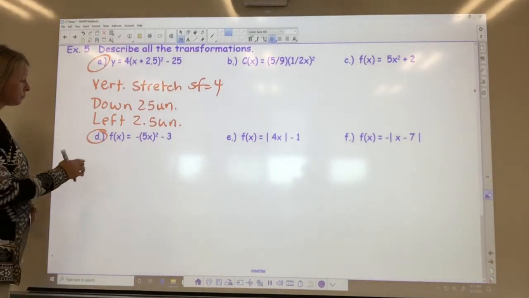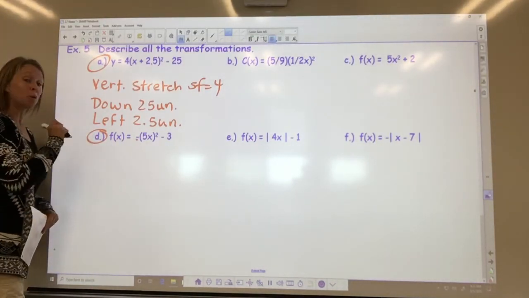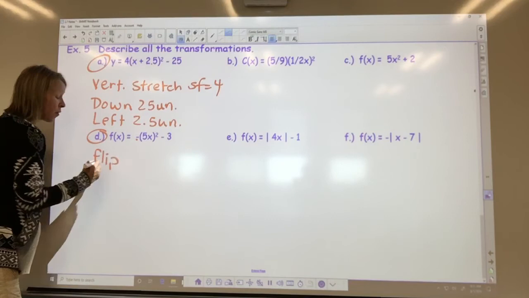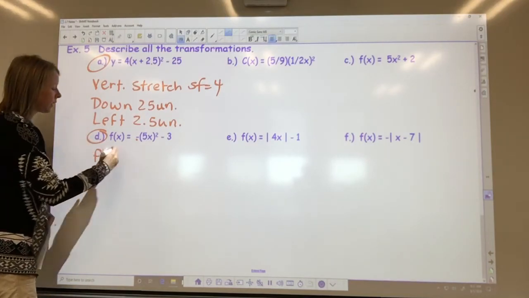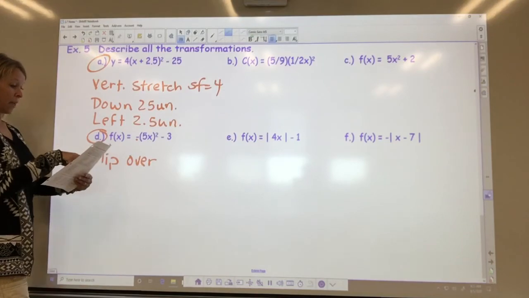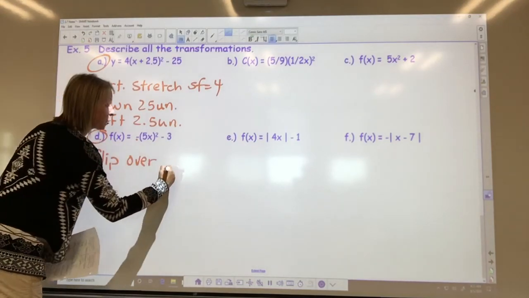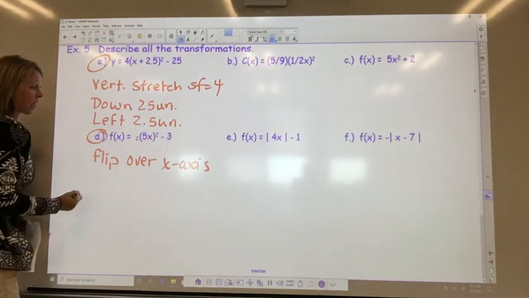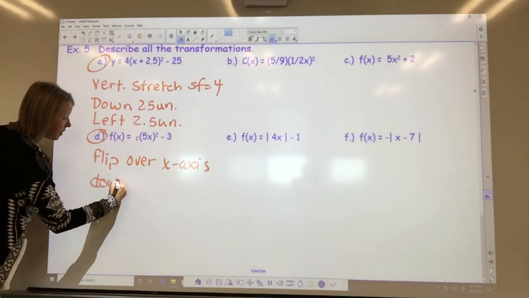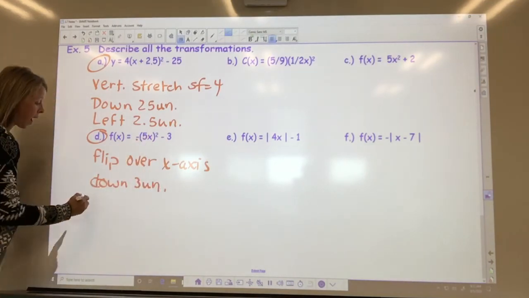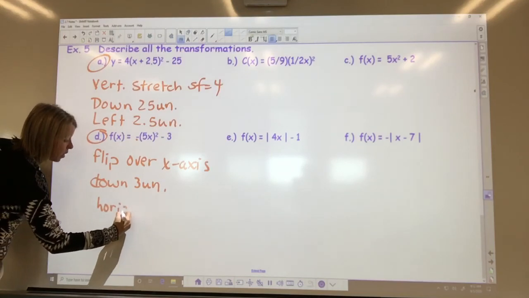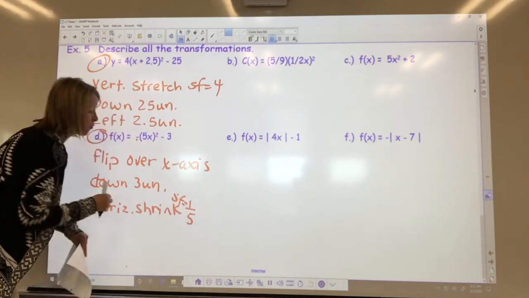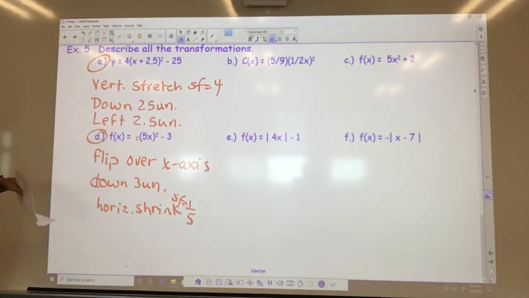Okay, down here, example D, see this little negative sign in front? That means we're multiplying on the outside by a -1. If you multiply on the outside by a -1, those are your reflections. Outside by -1, that's a flip. Remember, on the outside here, by -1, that's a flip across the x-axis. The other thing that's happening on the outside is that -3. That's going to be down 3 units. And then the 5, that's on the inside. That should be a horizontal shrink of 1/5. My shrink factor is 1/5 there.